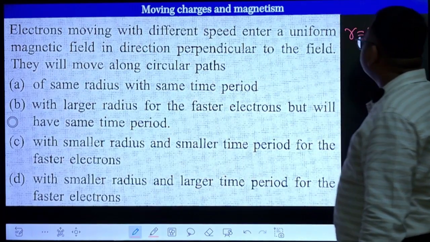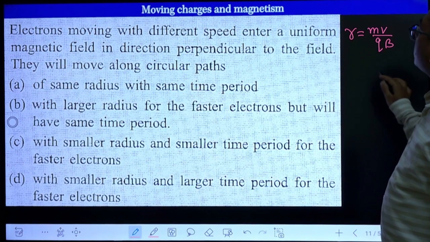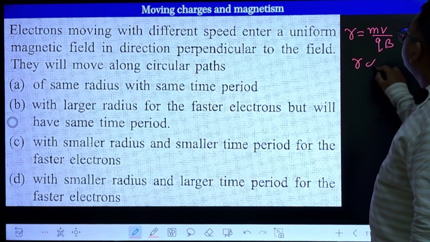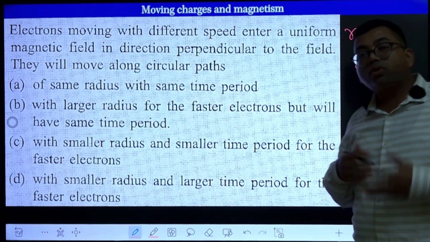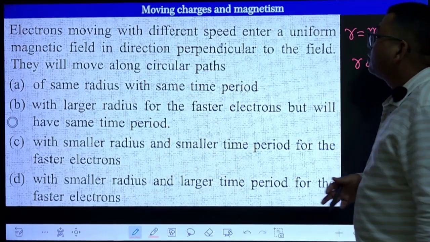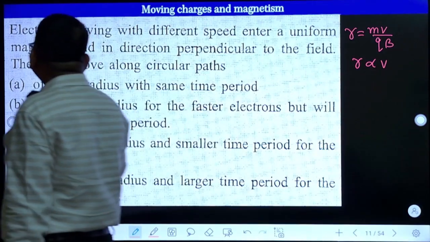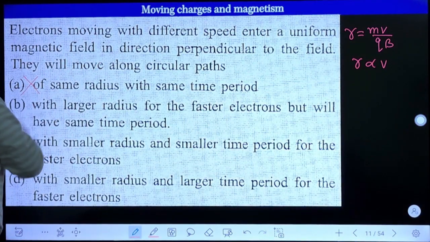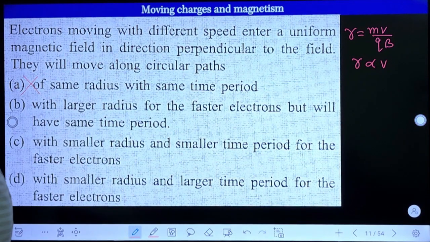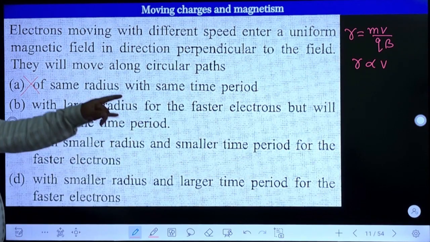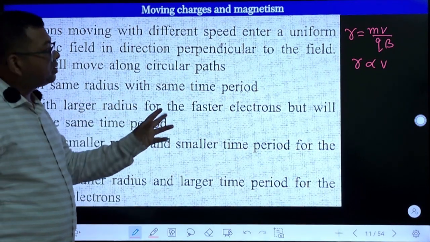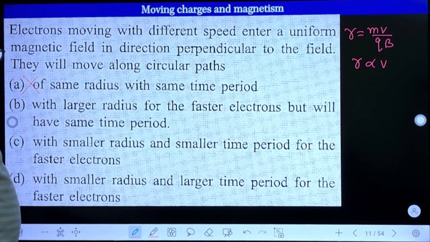So electrons have different speed, but other things are the same: mass and charge are the same, magnetic field is also the same. So radius is proportional to speed. So the more the speed, the more the radius. Same radius is not possible because speeds are different. Larger radius for the faster electron, larger speed, larger radius.